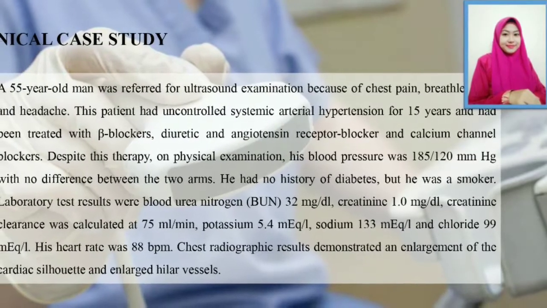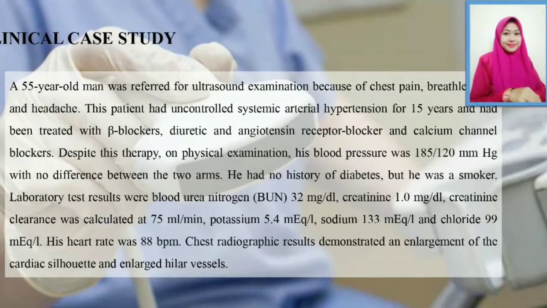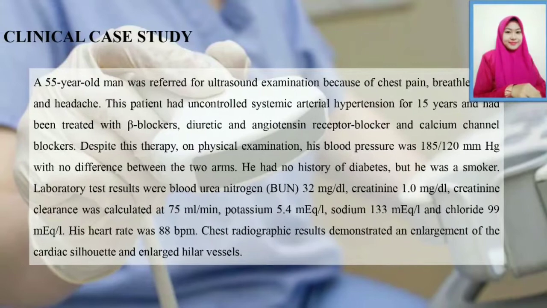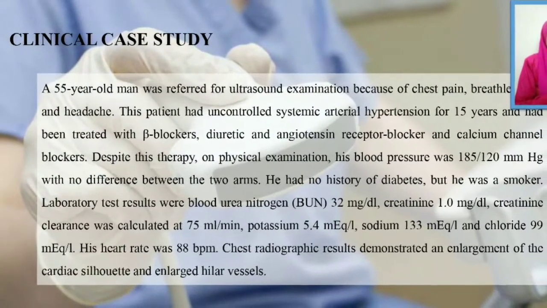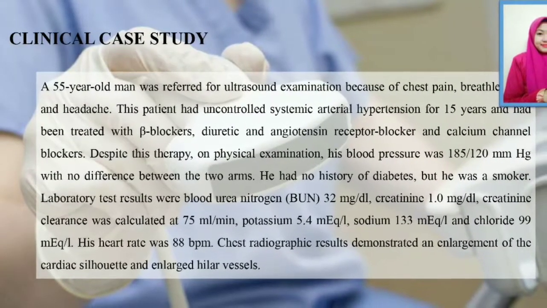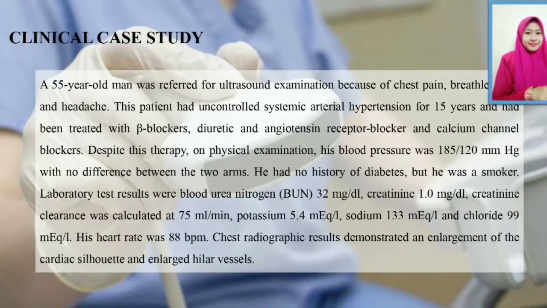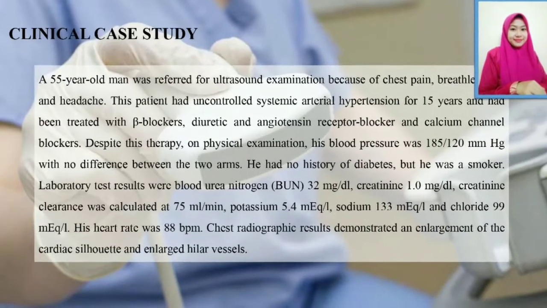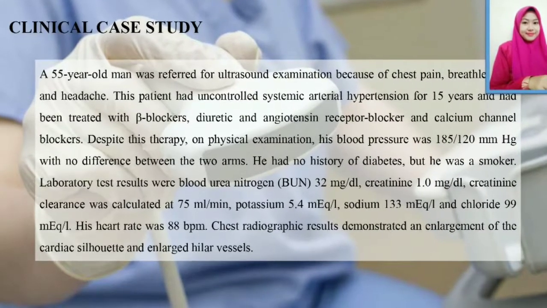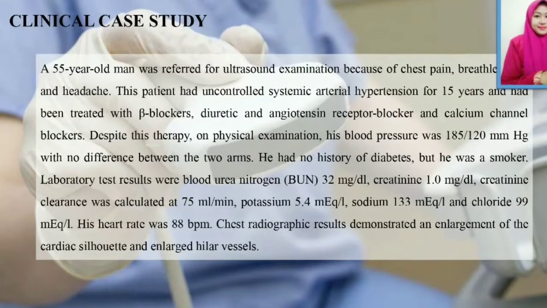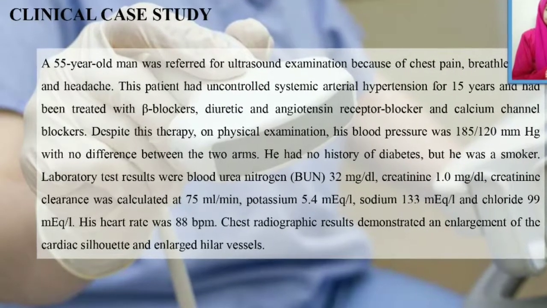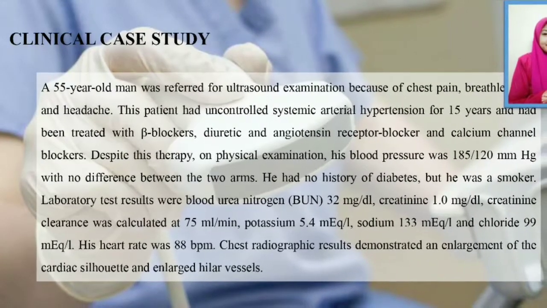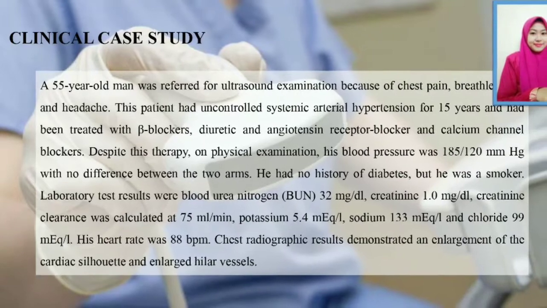A 55-year-old man was referred for ultrasound examination because of chest pain, breathlessness, and headache. This patient had uncontrolled systemic arterial hypertension for 15 years and had been treated with beta blockers, diuretic, angiotensin receptor blockers, and calcium channel blockers. Despite this therapy, on physical examination, his blood pressure was 185 per 120 mm of mercury, with no difference between the two arms. He had no history of diabetes, but he was a smoker.